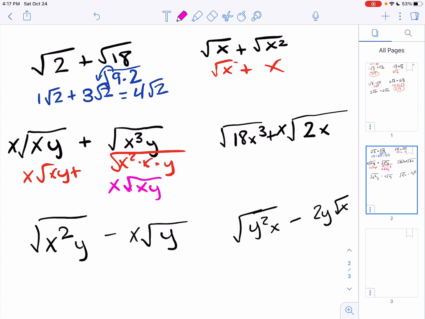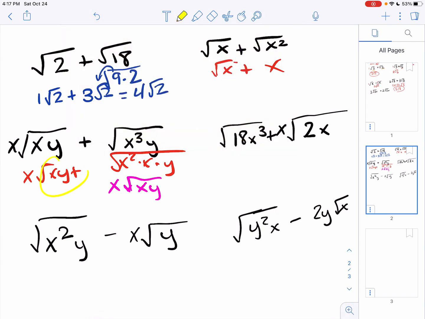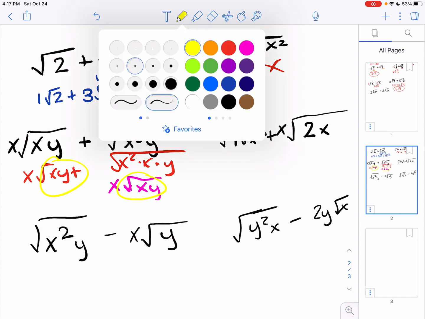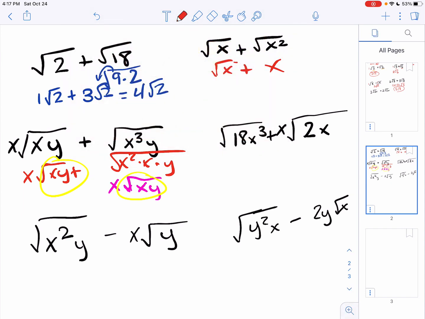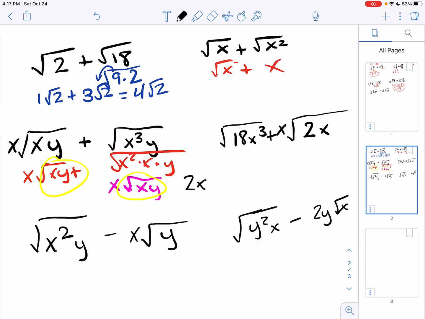So now I can actually add them together, because I have x radical xy and I have x radical xy. Notice that what's inside the radicals are now the same. So now we can add them. So we add what's on the outside of the radicals together. x plus x equals 2x, and then radical. We have to keep what's inside, so xy.